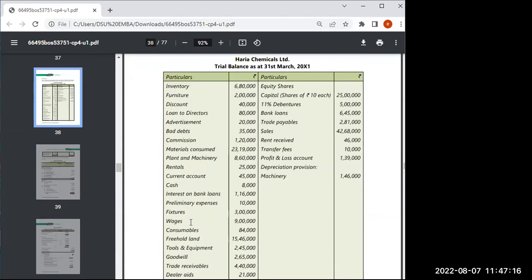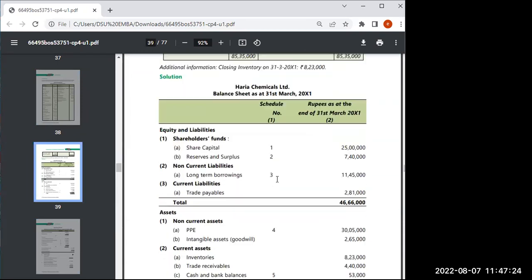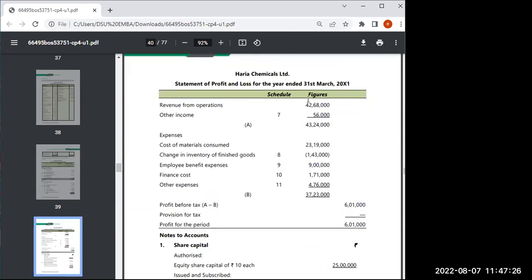Look at the trial balance. How much sales is given? Sales will be always in the credit side. So sales, how much is there? 42,68,000 is there. I brought it here. If there is any plus minus, I have to do it. What plus minus I refer to? Sales return. Or suppose in the trial balance they are giving you credit sales, cash sales separately, means you have to add together and you have to minus the sales return if it is there. So sales income is taken care. Revenue from operation is brought down.